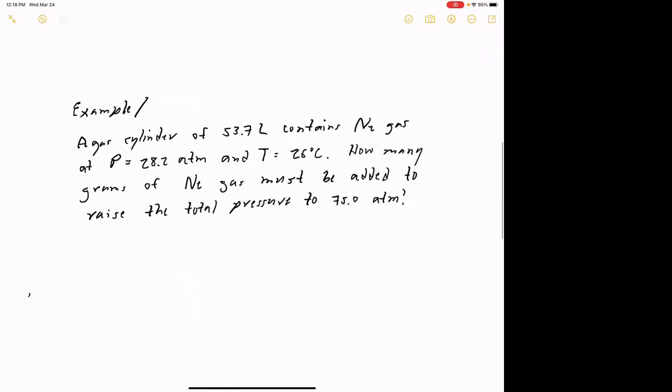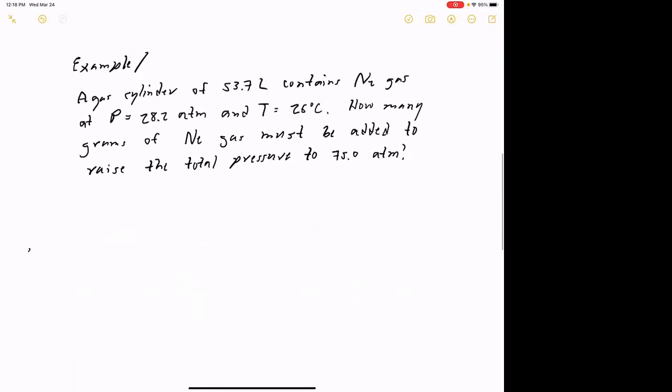All right, so here's a simple example that applies Dalton's law of partial pressures. Let's read through it. It says here that we've got a gas cylinder with a volume of 53.7 liters, and it contains nitrogen gas at a pressure of 28.2 atmospheres and a temperature of 26 degrees Celsius. So the question now is how many grams of neon gas, a different gas now, do we have to add to this tank to raise the total pressure up to 75 atmospheres?